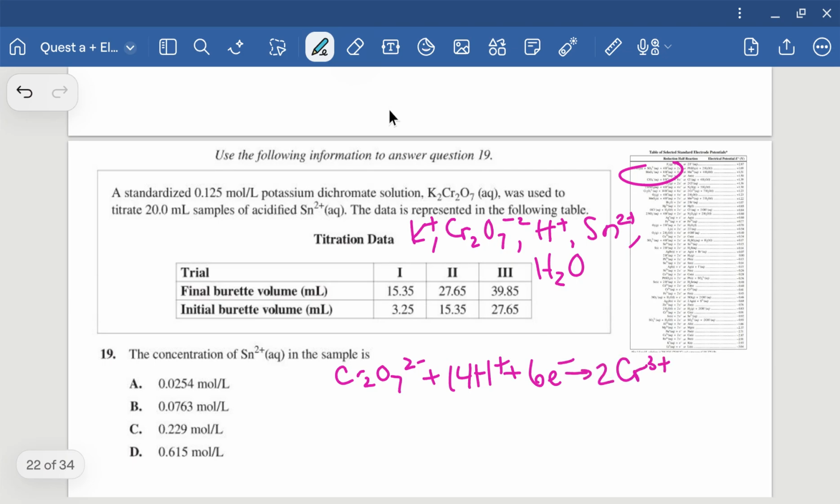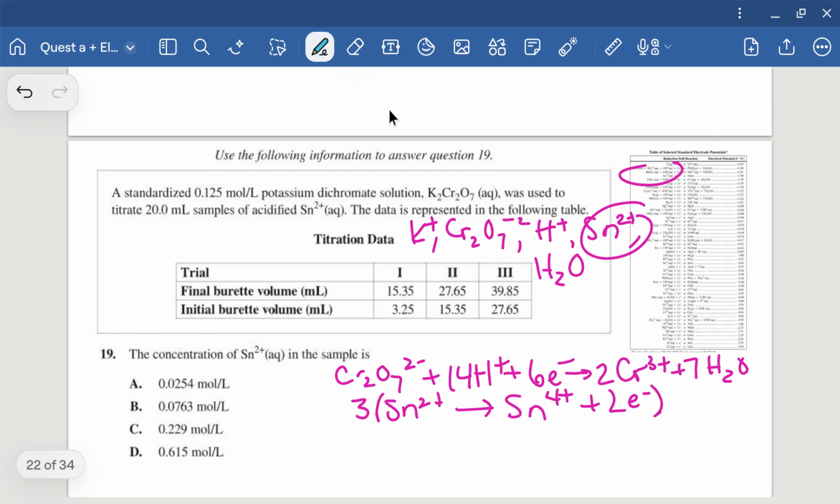And then you would look for your strongest RA, and your strongest RA is your tin 2 ion. Looking at that half reaction, you have Sn4+ plus 2 electrons. Then to balance this, you'll need to multiply that second reaction by 3. If you want, just write out everything again. But if you can take a look at what's happening with your moles, we'll just skip that for a second.